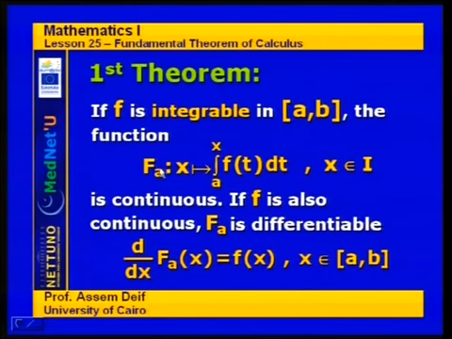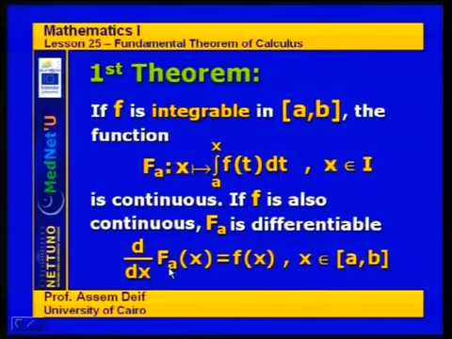Now, for the fundamental theorem, we usually teach the second part of the theorem. In fact, the fundamental theorem comprises two parts. The first part says the following: if f is integrable in the closed interval [a,b], the function F of x, which is the integral from a to x of f of t dt, is continuous. But if f is also continuous, and this is Newton's result, then F of x is differentiable, and the derivative of F of x is equal to f of x.